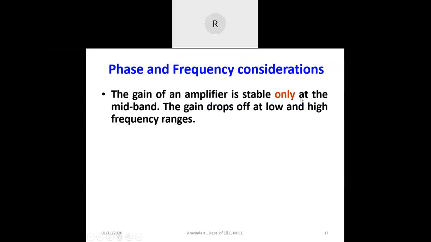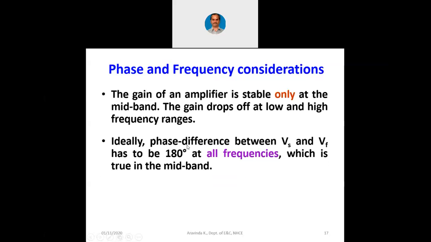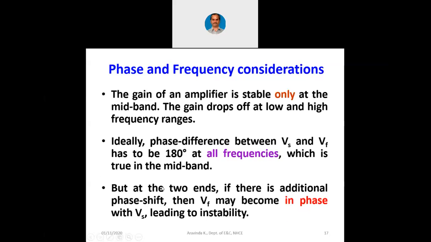The gain of an amplifier is stable only at the mid band. The gain drops off at low and high frequency ranges. This we have seen. Ideally, the phase difference between Vs and Vf has to be 180 degrees. But as I told you, this is true in the mid band, but it is not true in the other bands. At the two ends, if there is additional phase shift, then Vf may become in phase with Vs, leading to instability. Please understand this.